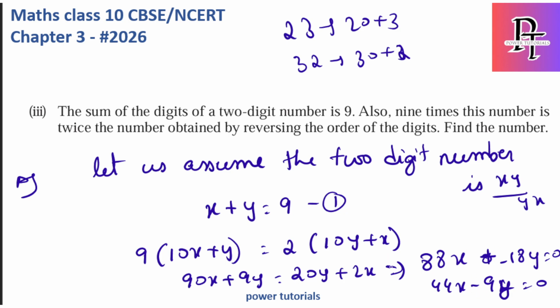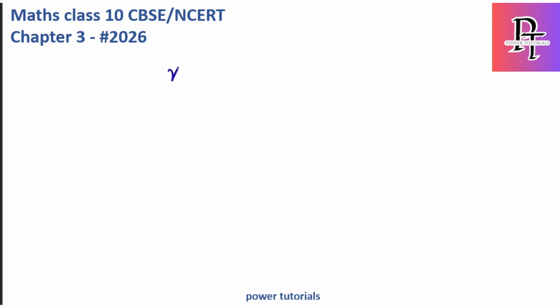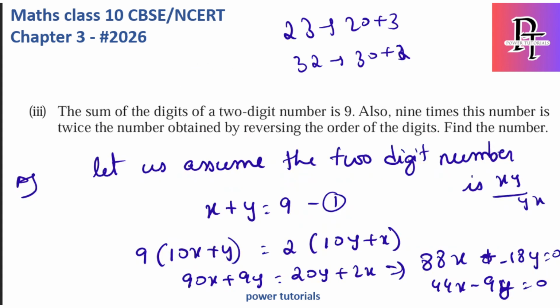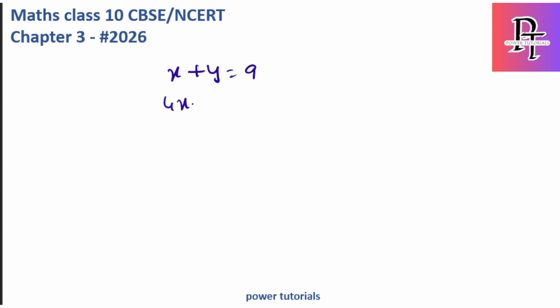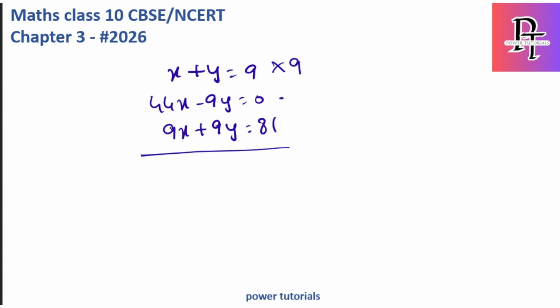Now what you have to do, you have to eliminate. So first equation I have is x plus y is equal to 9. Second equation is 44x minus 9y is equal to 0. Okay, so simply this I will multiply by 9. Now if I multiply by 9, what will I get? 9x plus 9y is equal to 81. So here the signs are different, so simply I will add it. 44 plus 9 is 53x is equal to 81.